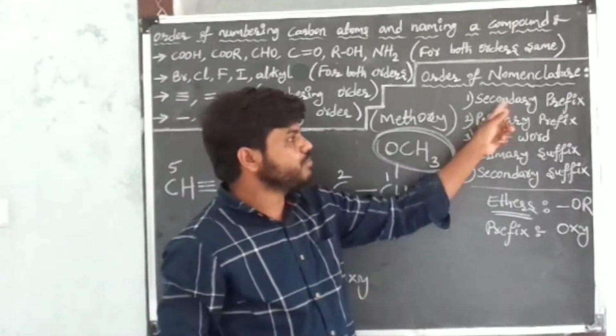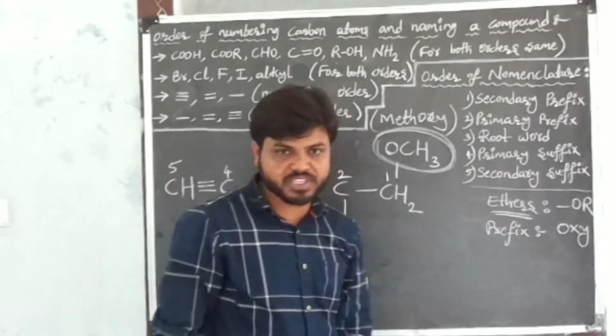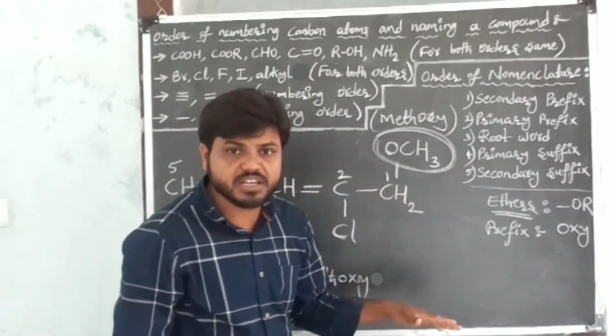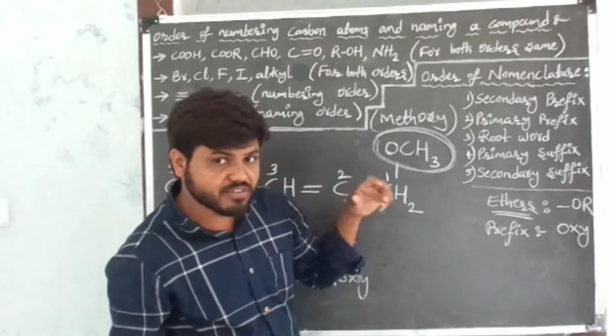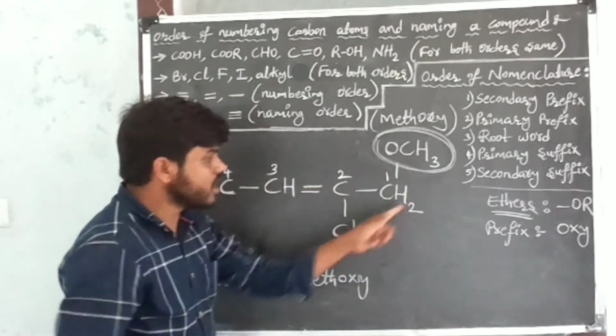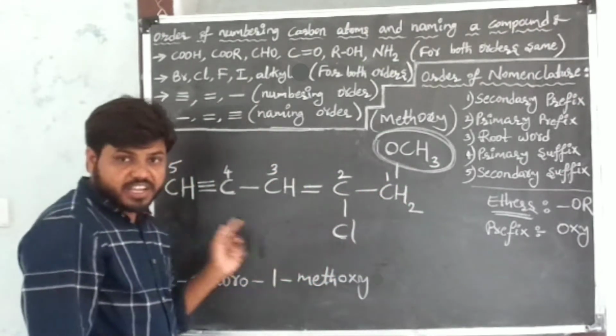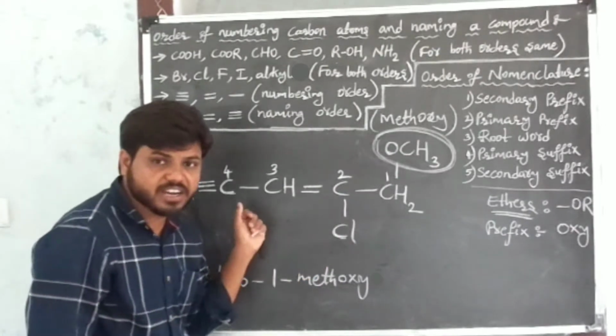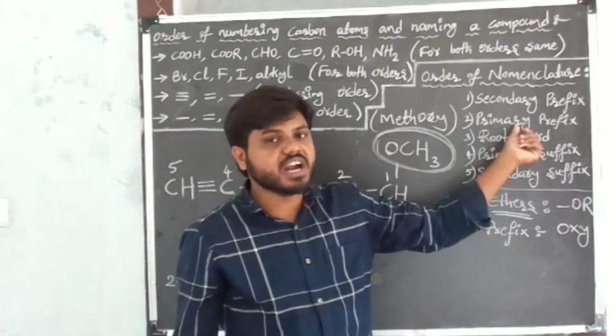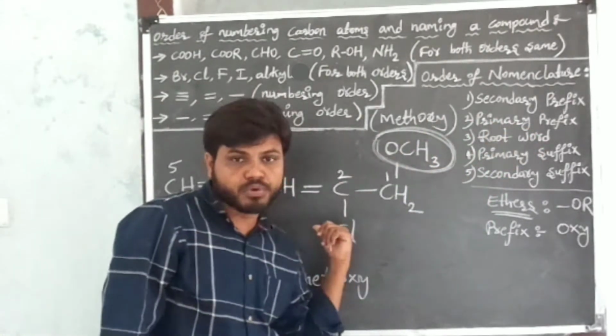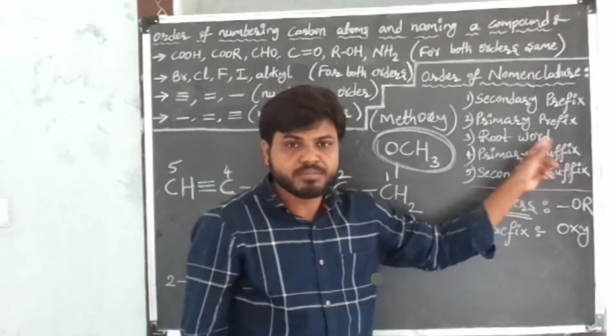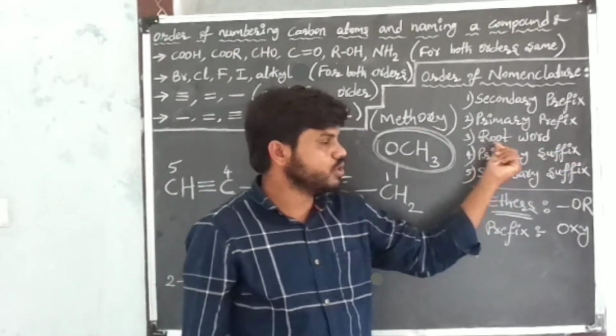After writing secondary prefix, go to the primary prefix. Primary prefix here is what? Cyclic. In the given compound, cyclic is not there. So the primary prefix does not exist in the given compound. Then go to the root word.